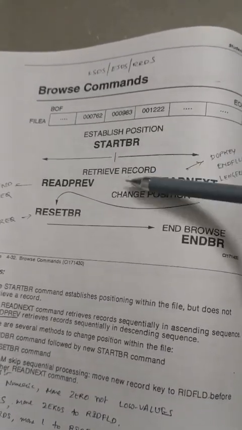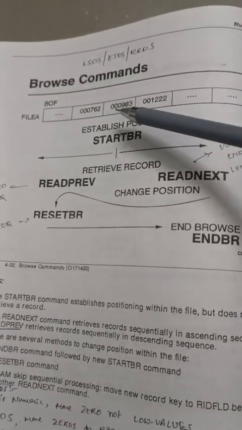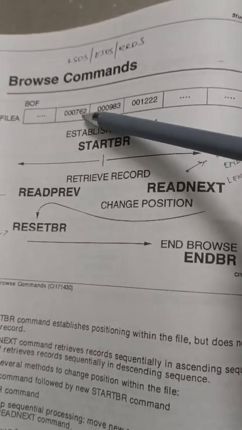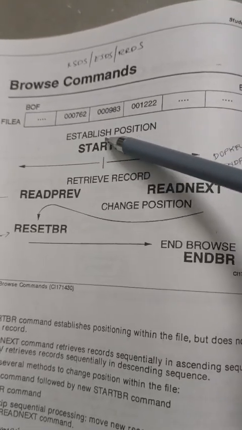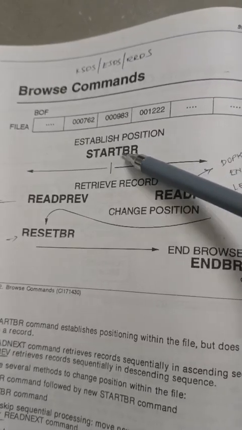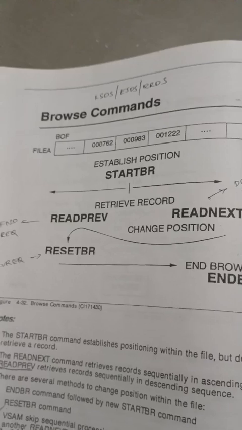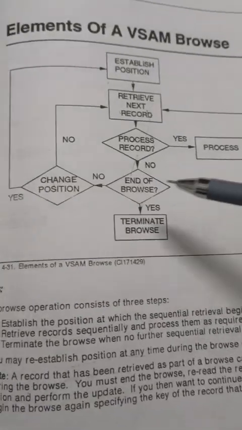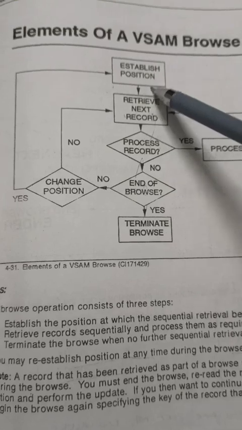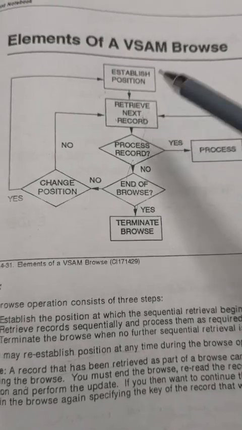And these are the browse commands. This is my file here, and this is the record number, the RID field number. First we have to establish the position. How do we establish the position? We have to use the start browse option. If you go to the previous logic on this screen, the flow chart, we first need to establish the position by using the start browse option. Now we have to retrieve the next record.